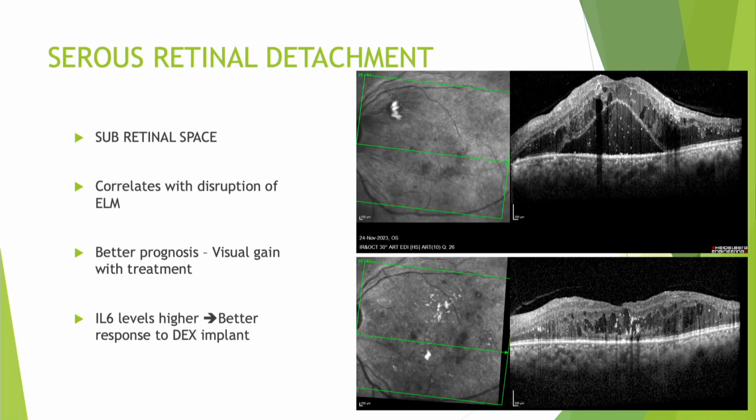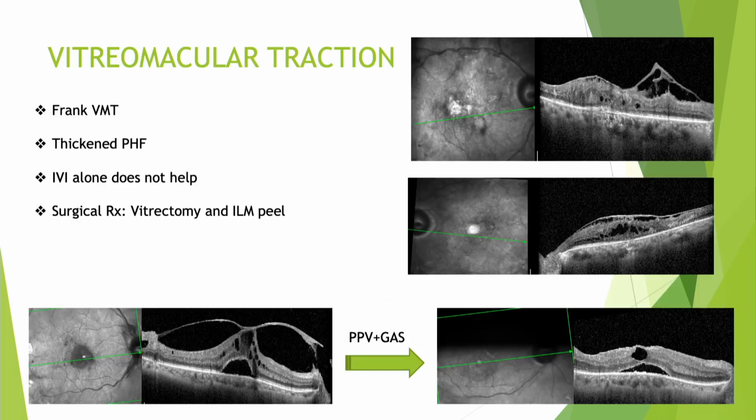The other type of macular edema is a serous retinal detachment. You could see where there is a hyporeflective space behind the neuroretina. It usually correlates with disruptions in the external limiting membrane, and most of the studies showed that patients with subretinal fluid usually have a better response to treatment. And there is an increase in inflammatory mediators in these patients, and they respond better to DEX implants.